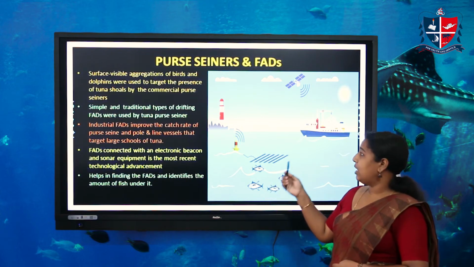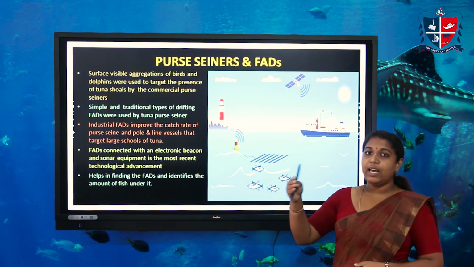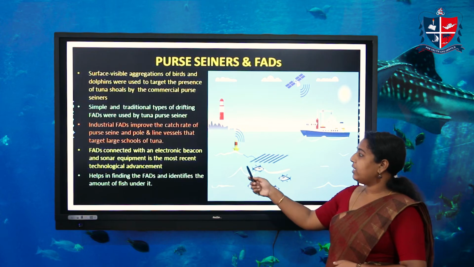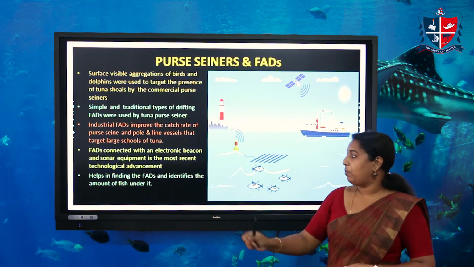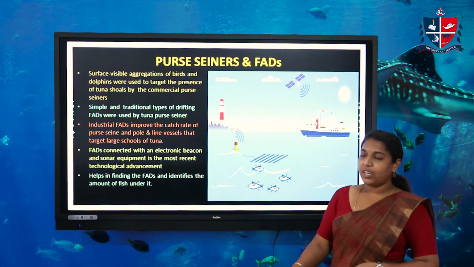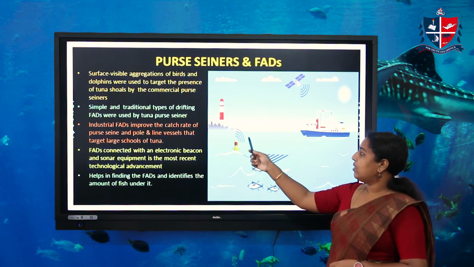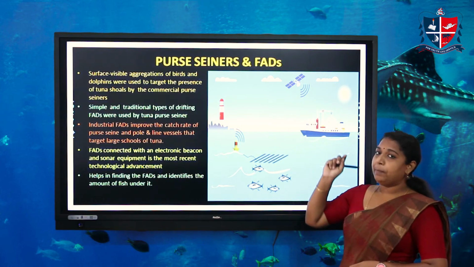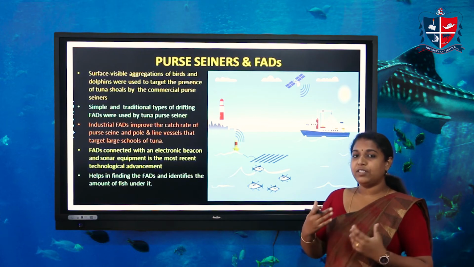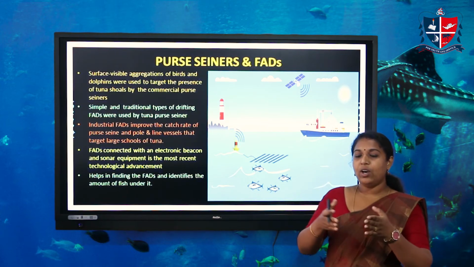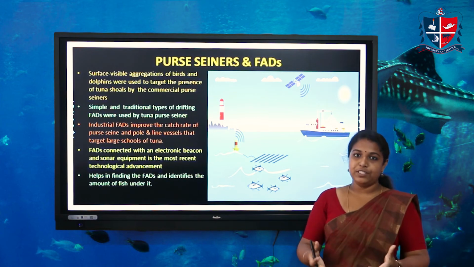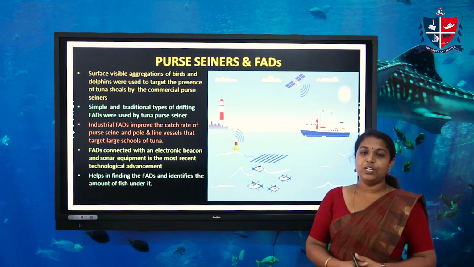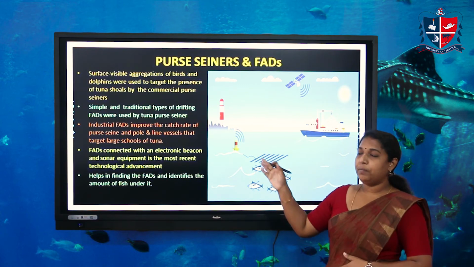Okay, so what the purse seiners do is fix these FADs in the deep sea. And they connect an electronic beacon and sonar equipment to these FADs. And using a satellite, the FADs will be sending signals to the purse seiners. So after receiving the signals, they will know that okay, there is a shoal of fishes. So the purse seiner comes and catches the whole shoal of fish. So this is how FADs help the purse seiners.